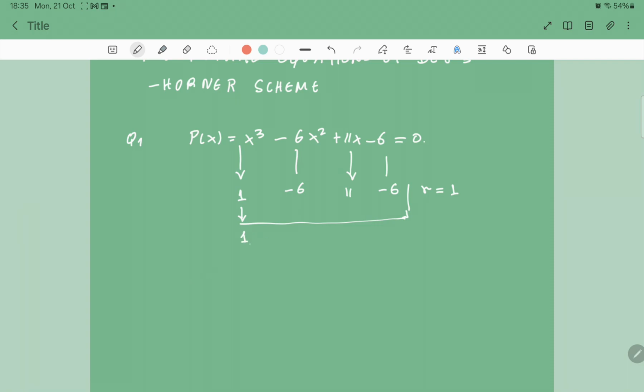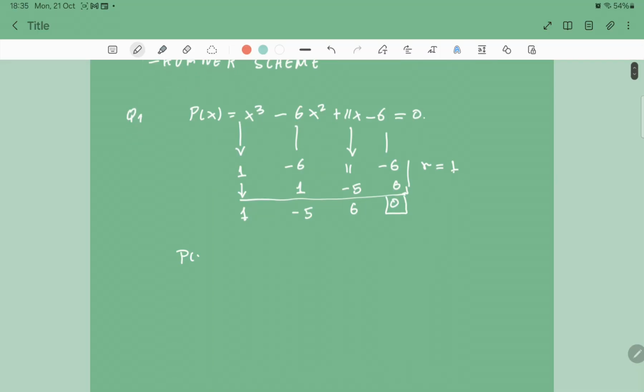I put 1 here. Then I take 1 times 1, which gives me 1. Minus 6 add 1 is minus 5. Minus 5 times 1 is minus 5. 11 plus minus 5 is 6. 6 times 1 is 6. And here I get 0.